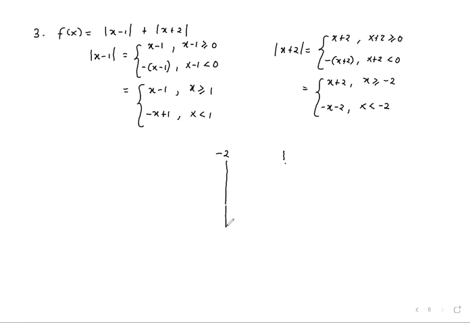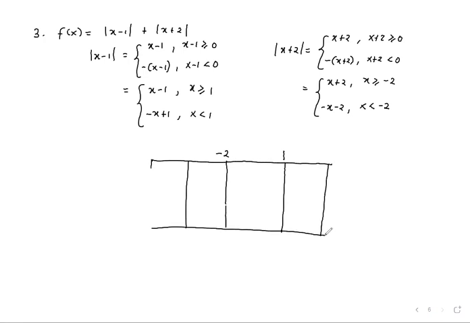Draw lines there, lines here. Demarcate again there, demarcate again there. Close, close, close here. Then get the modulus of x minus 1. Give it its box. Get the modulus of x plus 2 in its box. And then you have the whole f of x in the last box.